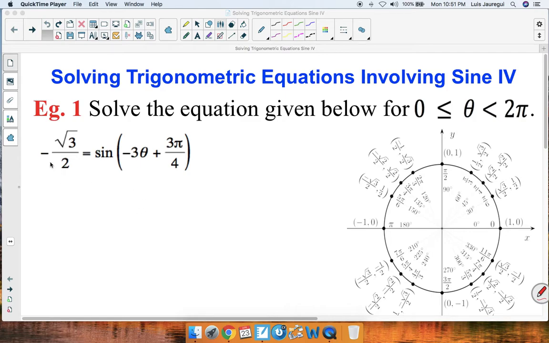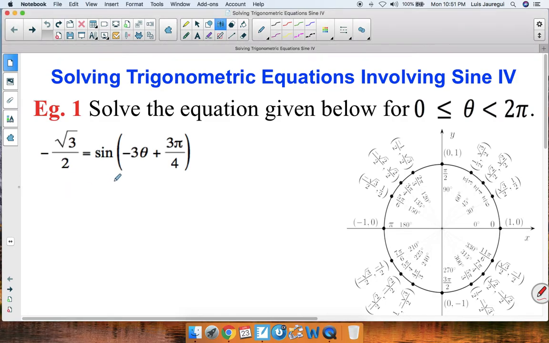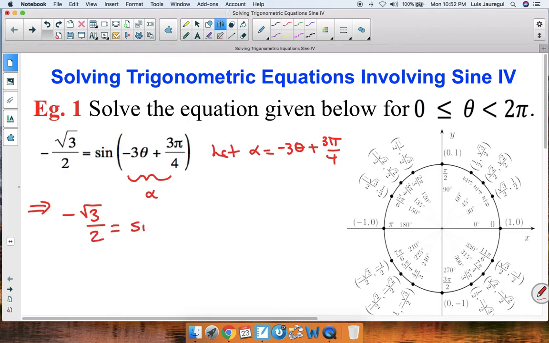Here, our equation is the opposite of square root of 3 over 2 is equal to sine of negative 3 theta plus 3 pi over 4. So, in order for us to solve this, let's introduce a new variable called alpha, where alpha is just this input here. So we can say let alpha be equal to negative 3 theta plus 3 pi over 4. Now, with that substitution, we can get the following equivalent equation. So we have negative square root of 3 over 2 is equal to sine of alpha.